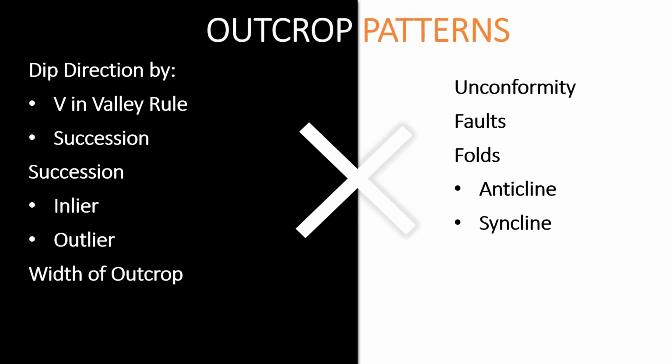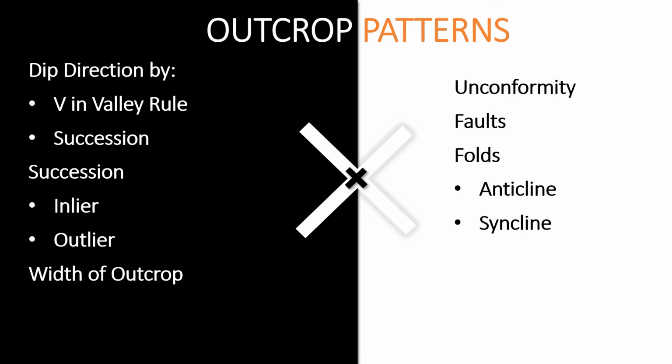On the previous slide, we discussed dipping beds, but we didn't mention the direction of the dip. So in this slide, we are going to discuss dip direction by the V in valley rule and by succession. The V in valley rule can be done by recognizing valleys on the map. Valleys can be represented by topographic maps that are shaped like V's.